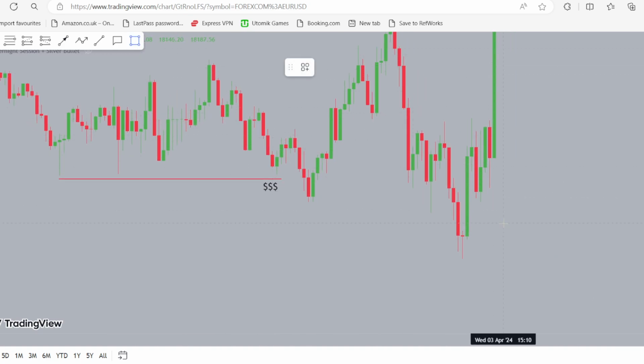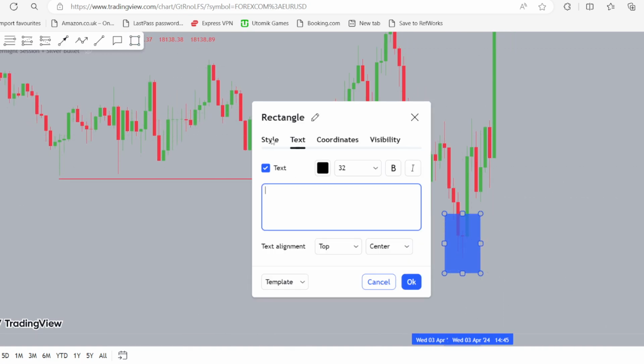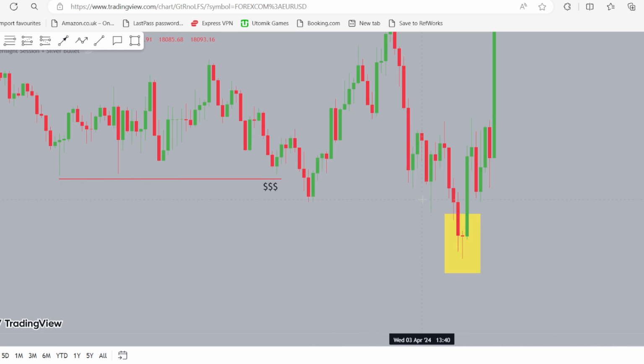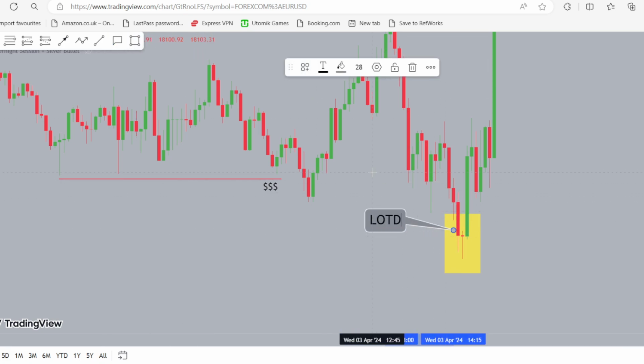We see the Judah swing, or the low of the day, in this region over here, right? So this here in yellow marks out that Judah swing. Judah swing, a million times I go through this. The Judah swing is the lowest point of the day. So this Judah swing here is the low of the day, LOTD, low of the day. And simply that represents a sweep of sell-side liquidity.